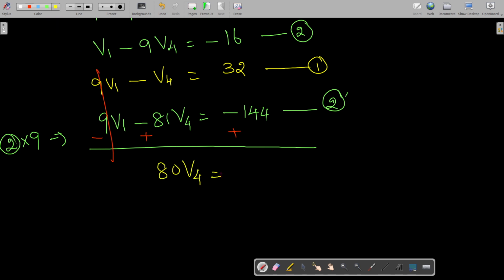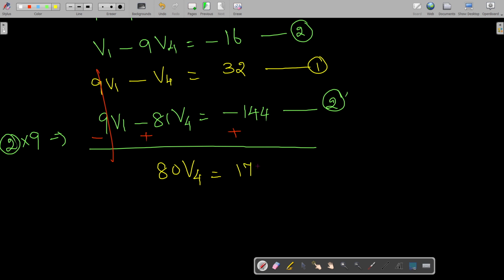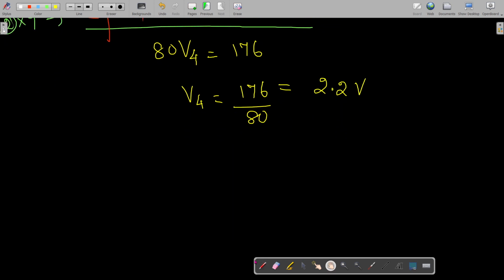80V4 equal to, when you add these two, 32 plus 144, it is 176. So what is V4? V4 is 176 divided by 80, which is equal to 2.2 volts. So we got V4.